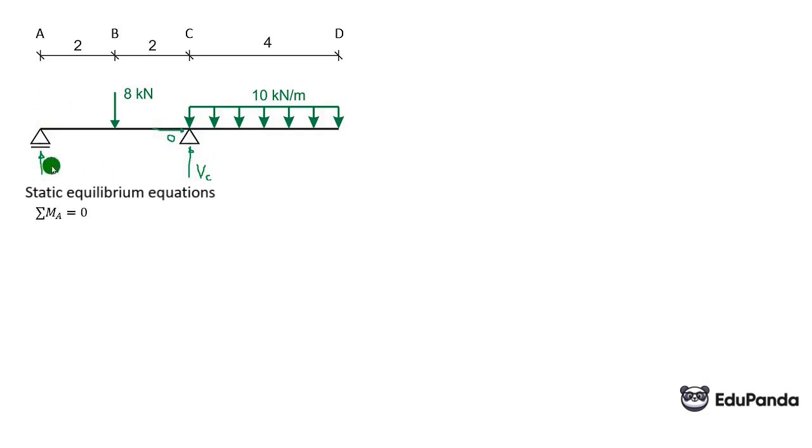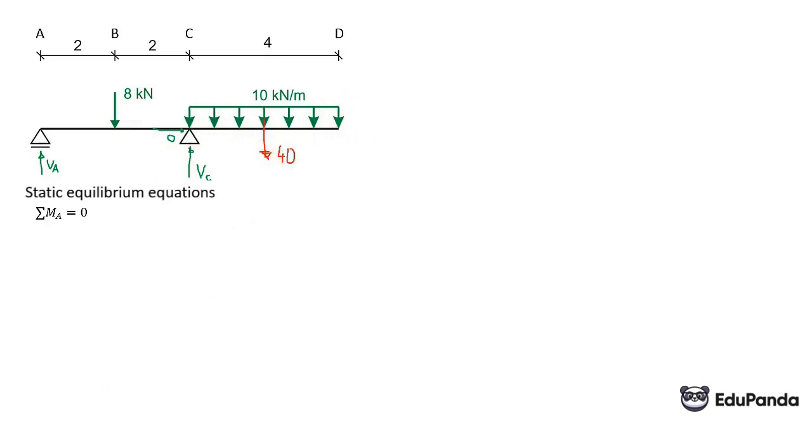I chose the sum of moments about point A, which means I consider clockwise moments as positive, so we have 8 times 2 minus VC times 4. We will also calculate the resultant of the distributed load, which acts at the center of gravity, and its value is the value of the distributed load, which is 10 times the length of the beam at which this load lies. So 10 times 4 equals 40, and this resultant acts at the center of gravity. As this is a rectangle, it is simply located in the middle.